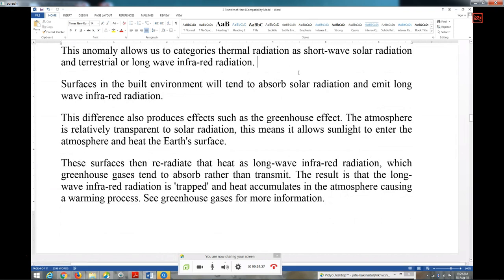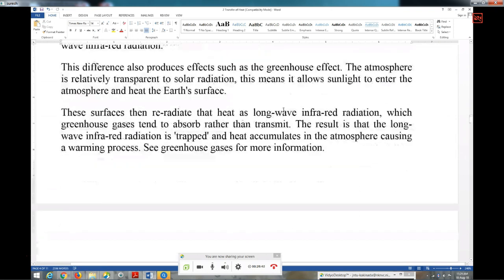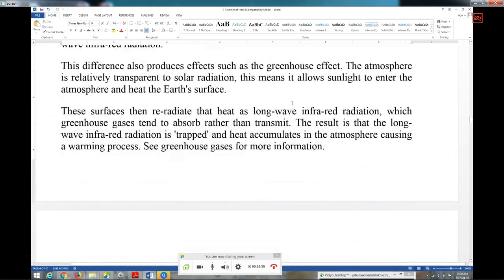The total heat that is generated by the solar radiation and the total radiation that is getting absorbed: there is a difference between both environments. The surfaces in the building environment will tend to absorb solar radiation and emit long wave infrared radiation. This difference also produces an effect such as the greenhouse effect. The atmosphere is relatively transparent to solar radiation. This means it allows sunlight to enter the atmosphere and heats the air.